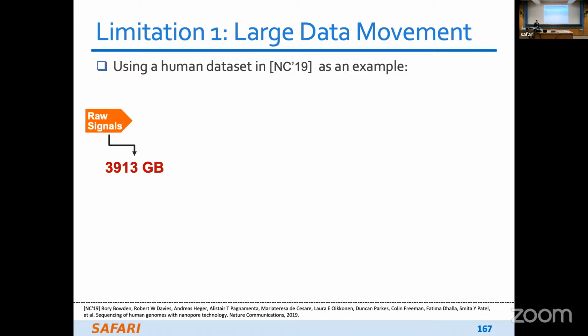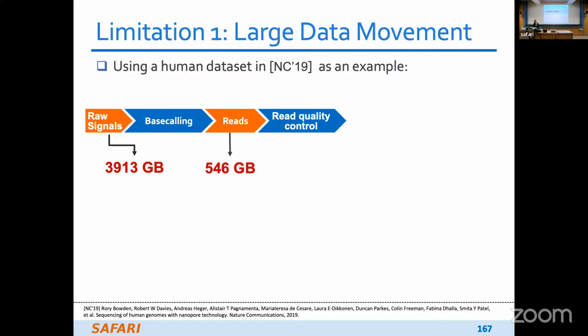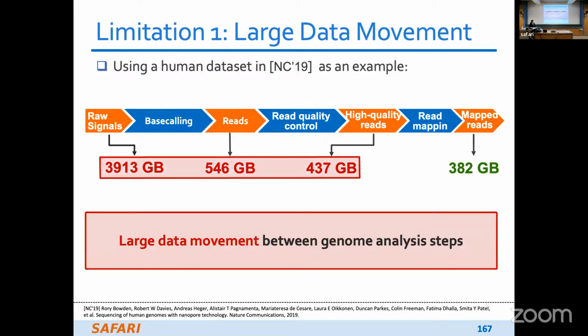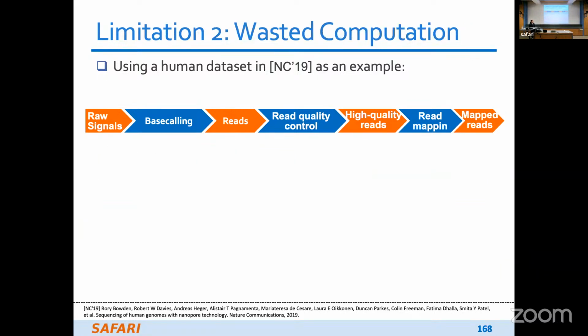So at the beginning, we have the raw signals, which are around 4,000 gigabytes. After base calling, we have the reads, and more than 500 gigabytes are transferred to the next step, which is read quality control. Then still more than 400 gigabytes are transferred to the next computation step, which is read mapping. And then the mapped reads are stored in the storage. So we conclude that there is a large data movement between genome analysis steps.